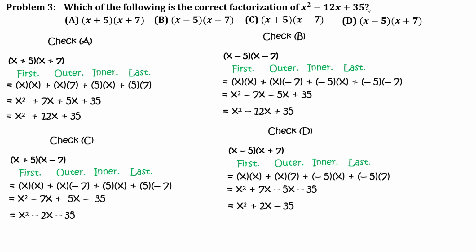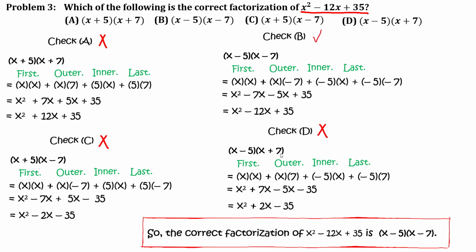Which one of them is the correct factorization? The correct factorization should result in x squared minus 12x plus 35. So it's not A, it's not C, it's not D, it's B, right? So the correct factorization of x squared minus 12x plus 35 is x minus 5, x minus 7, or answer choice B. That's what I want you to do for the rest of them.